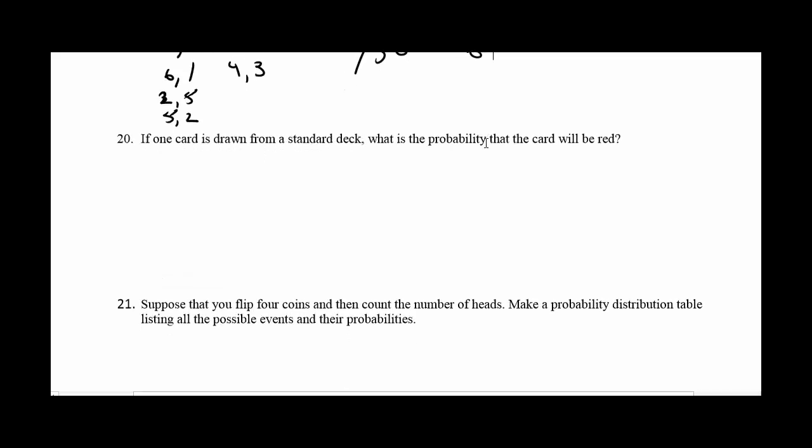Number 20. If one card is drawn from a standard deck, what is the probability that it will be red? Alright, so at this point we need to think about how many cards are in a deck. There are 52 of them, and exactly half of them, or 26, are red. So 26 out of 52 is fine, or 1/2 is fine.